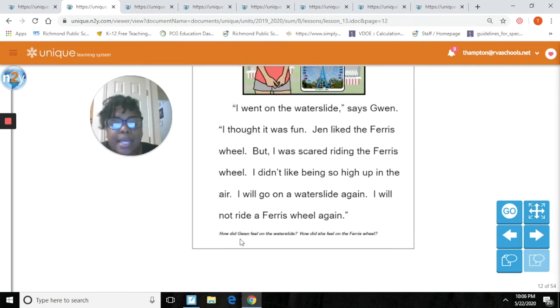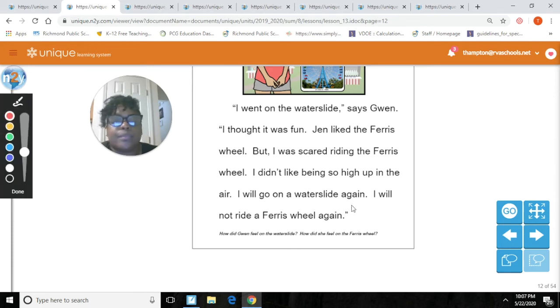Okay, let's see what our focus question says. And it says here, how does Gwen feel on the water slide? How does she feel on the Ferris wheel? So we have to go to the part of the sentence that talks about the water slide and the Ferris wheel. Okay, so here's Gwen, and she says, I thought it was fun. So now, Gwen says she went on the water slide.